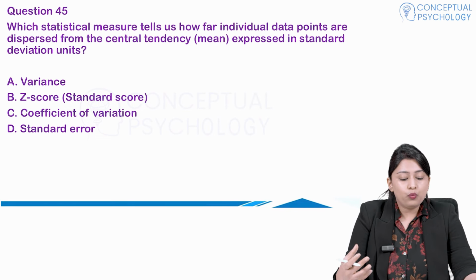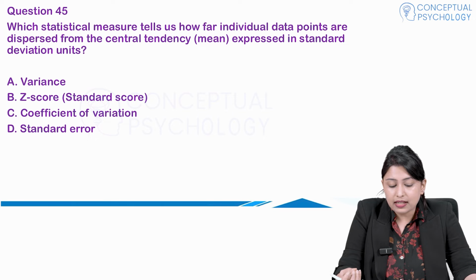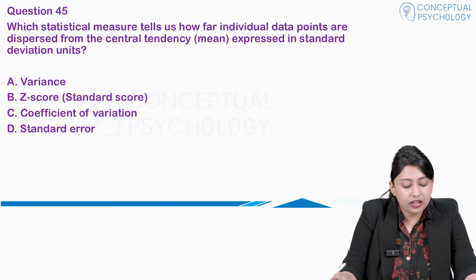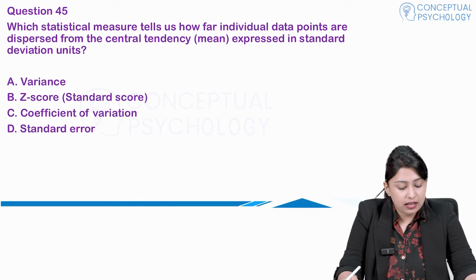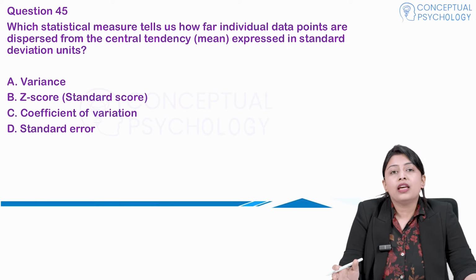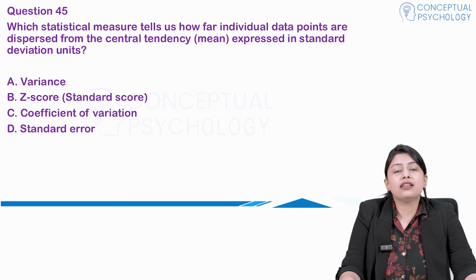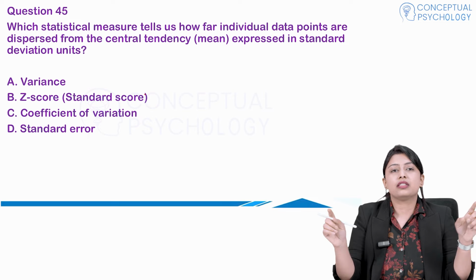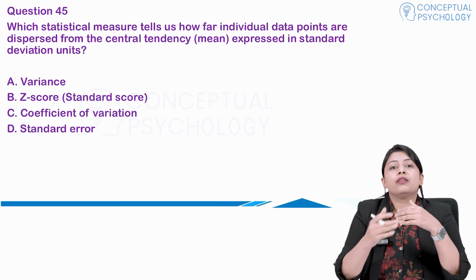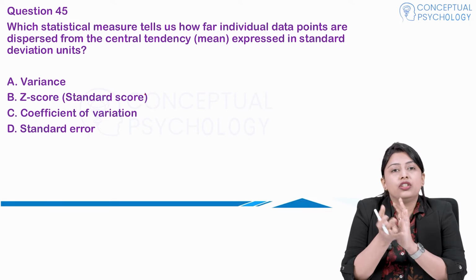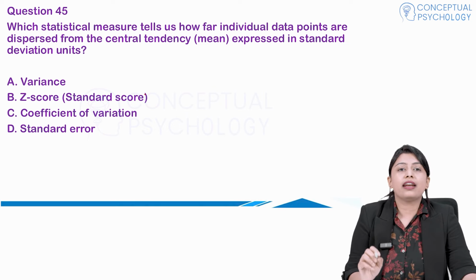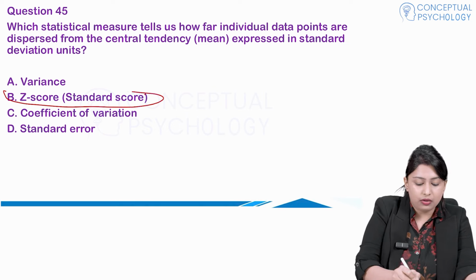Moving on. Which statistical measure tells us how far individual data points are dispersed from the central tendency, which is the mean, expressed in standard deviation units? Variance, z-scores, coefficient of variation or standard error. So the z-scores, also known as the standard scores, tell us how far individual data points are dispersed from the mean, expressed in standard deviation units, right? So here the correct answer would be z-score.